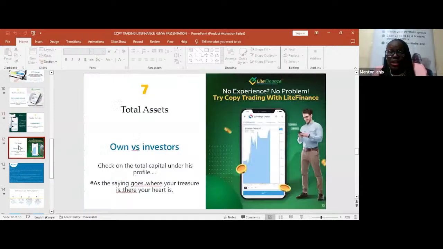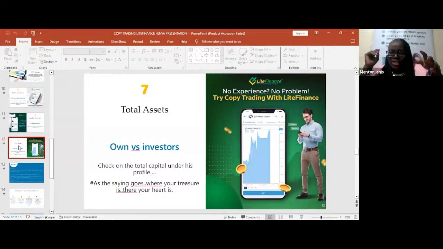Factor 7 is the total number of assets. When you check on this, you check on the total capital under the profile of that trader. I would categorize it as the own assets versus the investors' assets. You would find, let's say trader A has no assets of his own, but he has investors' assets. And trader B has his own assets to some certain percentage, versus the investors' assets. So if you are to copy someone, consider this.